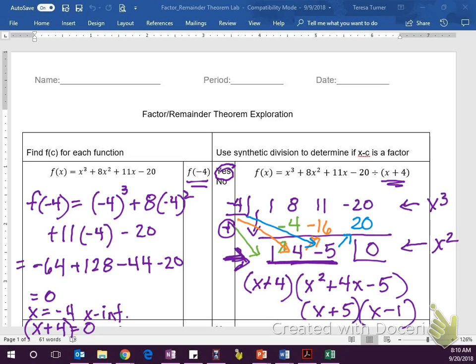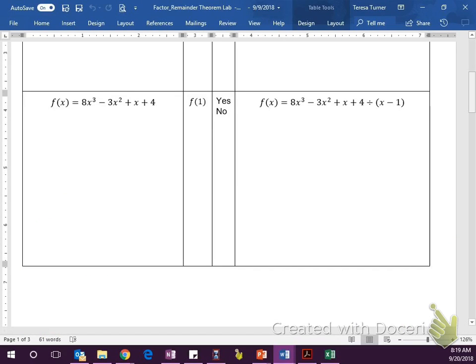Are we doing all of lab one? We're doing all of these. We just did the first one together. I want you to do the other three. Copy this problem onto your paper and do the same thing that we just did. Evaluate it at x equal 1. Then do the synthetic division and see if the answer you get on the left matches the remainder that you get on the right.